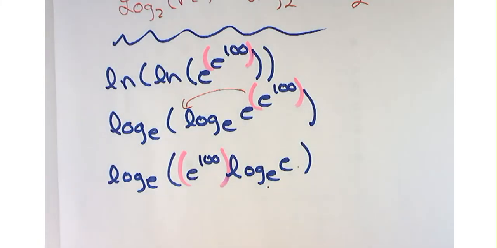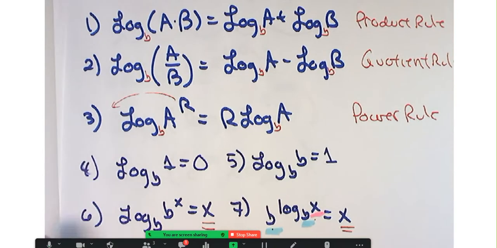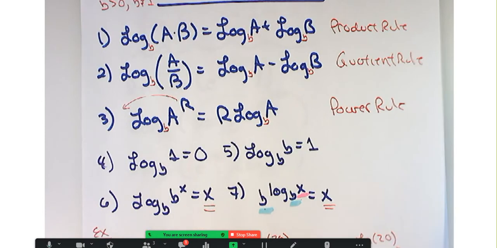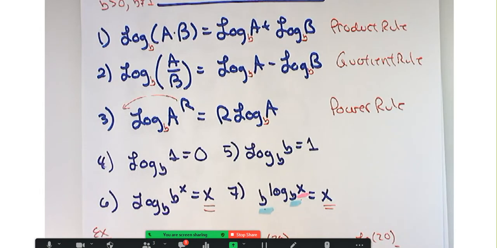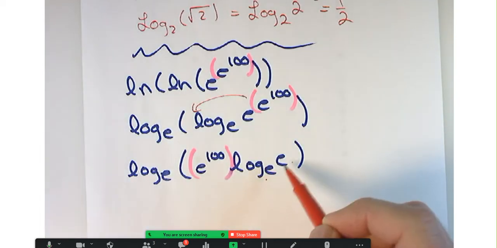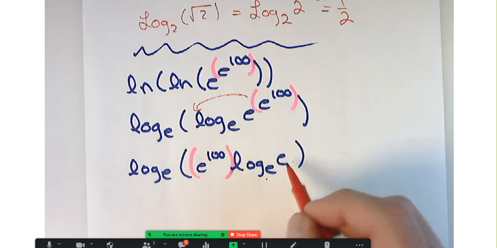And I'll give you a clue. One of your 7 properties here helps us out. Which one of our properties is going to help us out with log base e of e? Any takers? Well, the thing to notice about this is that the base and the so-called argument, because you're taking the log of this, these two things match.